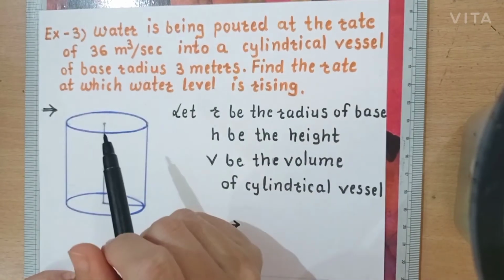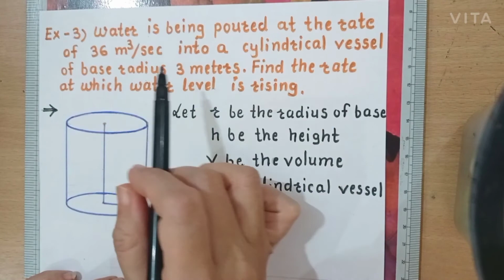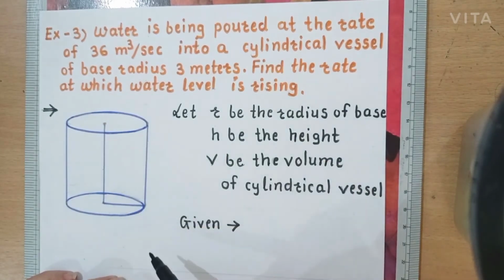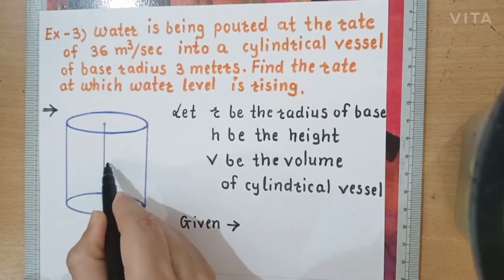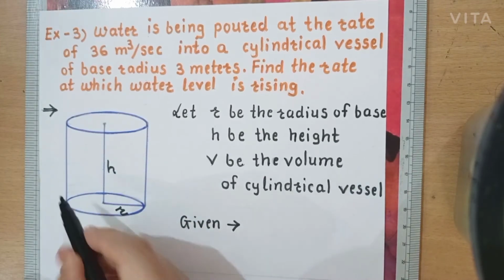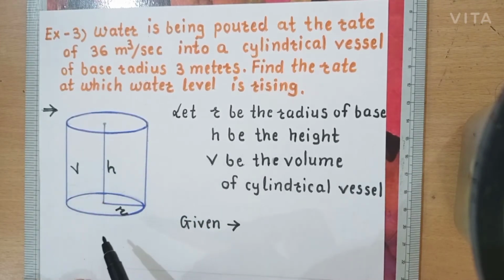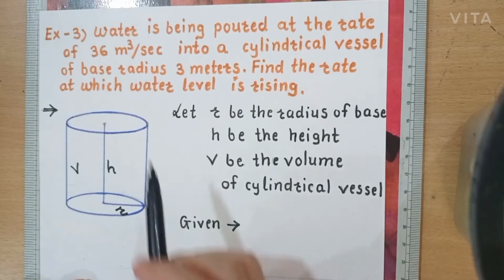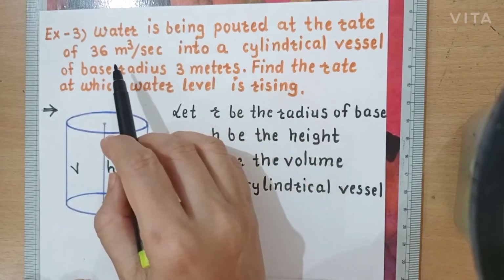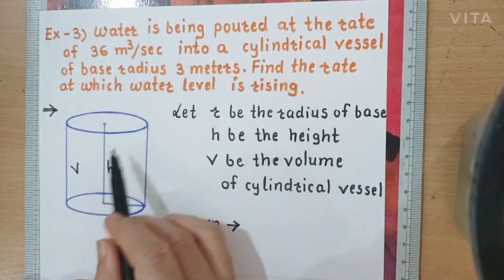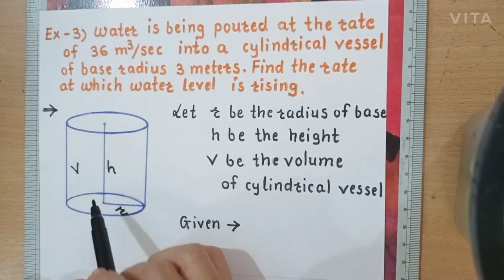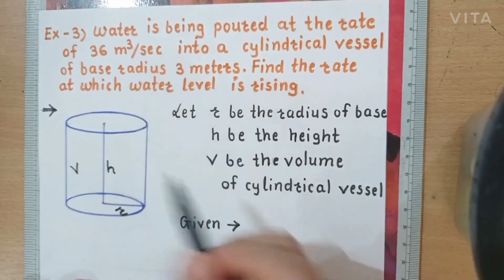This is our third example, and here water is being poured into a cylindrical vessel. So this is a cylindrical vessel, and let R be the radius of the base, H be the height, and capital V be the volume of the cylindrical vessel. Now what is given? First we will write down. Water is poured at the rate of 36 meter cube per second. Water means the volume filled in the vessel is changing with respect to time.